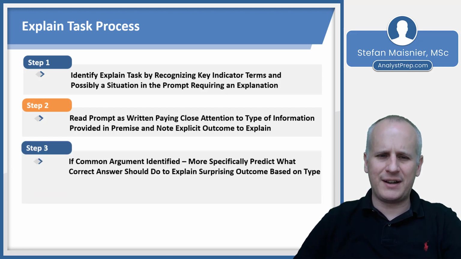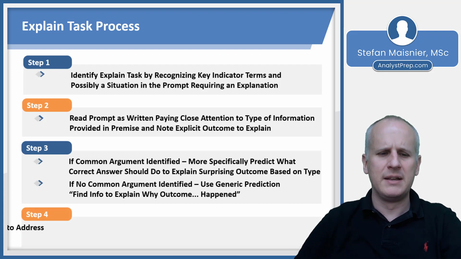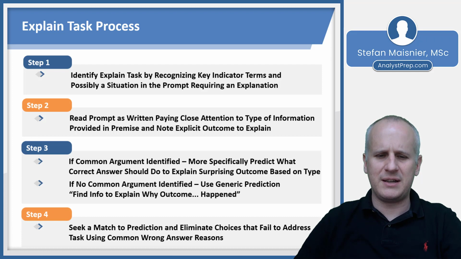Step three, if you can identify a common argument, go ahead and specifically predict what the correct answer should do to explain that outcome based on the type of argument that you identified. But if there's no common argument that's easily identifiable, you can just use the generic prediction of find info to explain why the outcome, whatever it is, happened. And then step four, of course, is to seek a match to that prediction and eliminate your choices that fail to address the task using our hopefully familiar common wrong argument answer reasons.